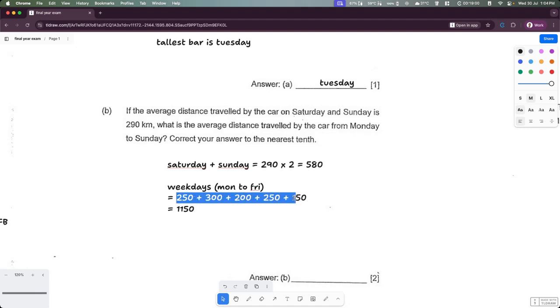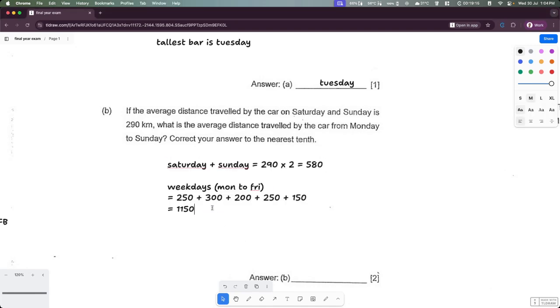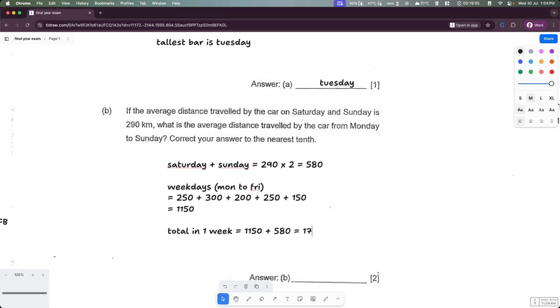I'm going to do it manually on the calculator. 250 plus 300 plus 200 plus 250 plus 150 gives you 1150. So the total in 1 week is 1150 plus 580, which gives you 1730.